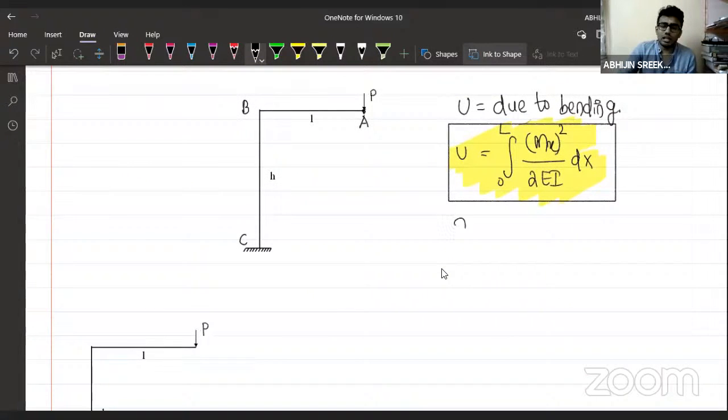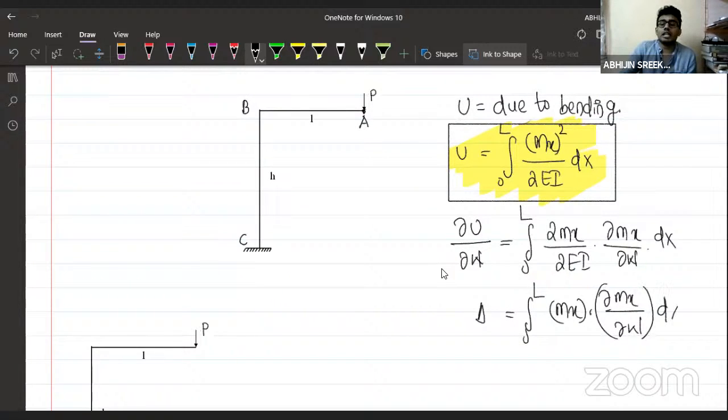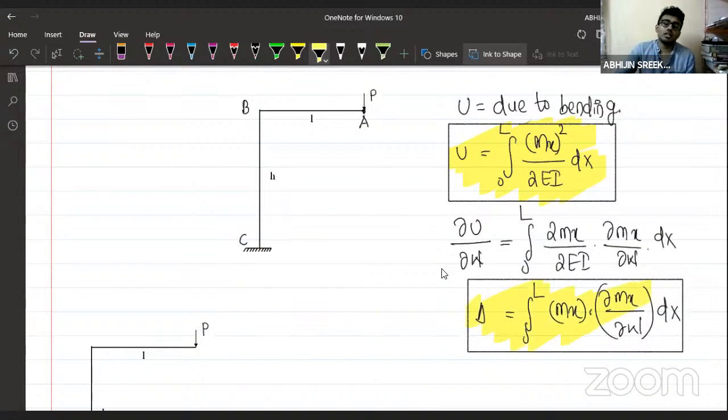Similarly, you can directly apply Castigliano's theorem here. What will we get? Delta equals the integral from 0 to L of 2Mx divided by 2EI into ∂Mx/∂W into dx. Ultimately, the delta value will be equal to the integral from 0 to L of Mx into ∂Mx/∂W into dx, divided by EI. This will be the equation for directly finding displacement at various joints. Calculate the Mx value for various members, calculate ∂Mx/∂W, and get the delta value.